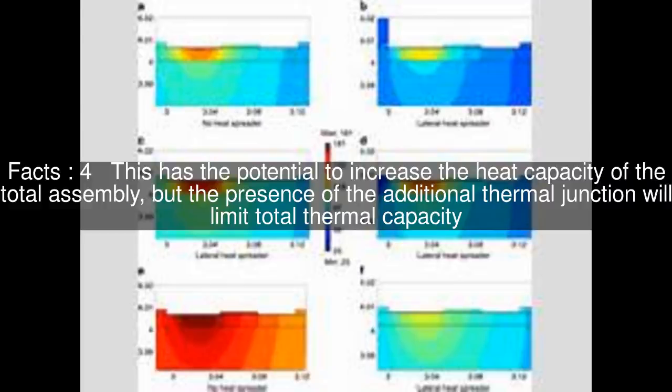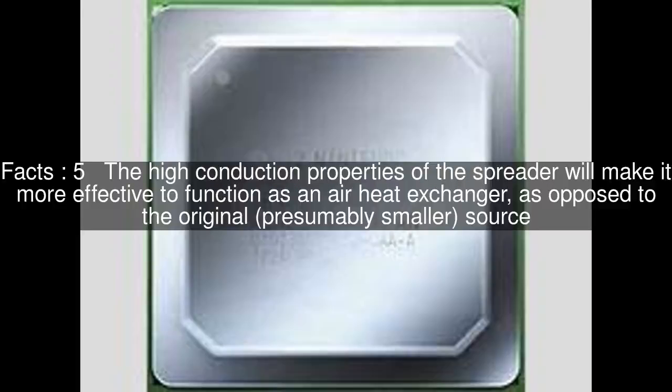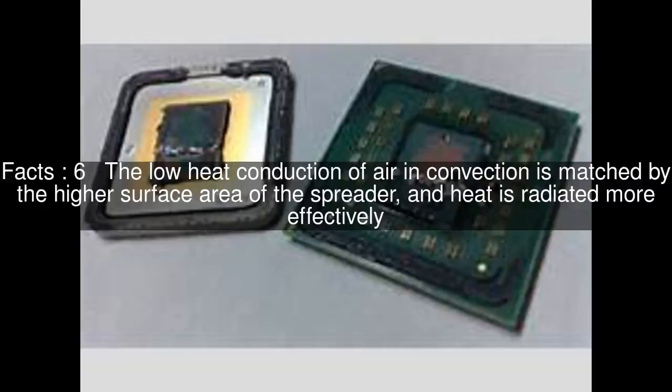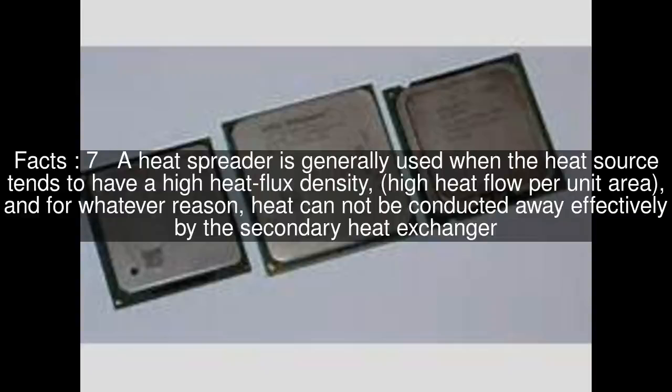This has the potential to increase the heat capacity of the total assembly, but the presence of the additional thermal junction will limit total thermal capacity. The high conduction properties of the spreader will make it more effective to function as an air heat exchanger, as opposed to the original, presumably smaller, source. The low heat conduction of air in convection is matched by the higher surface area of the spreader, and heat is radiated more effectively.